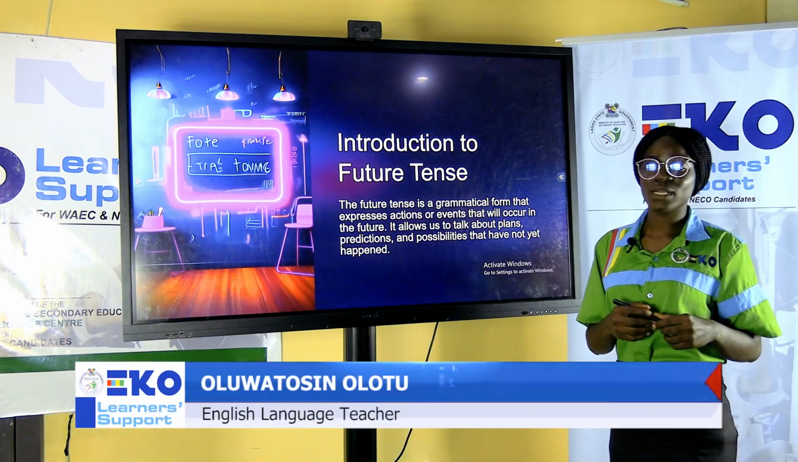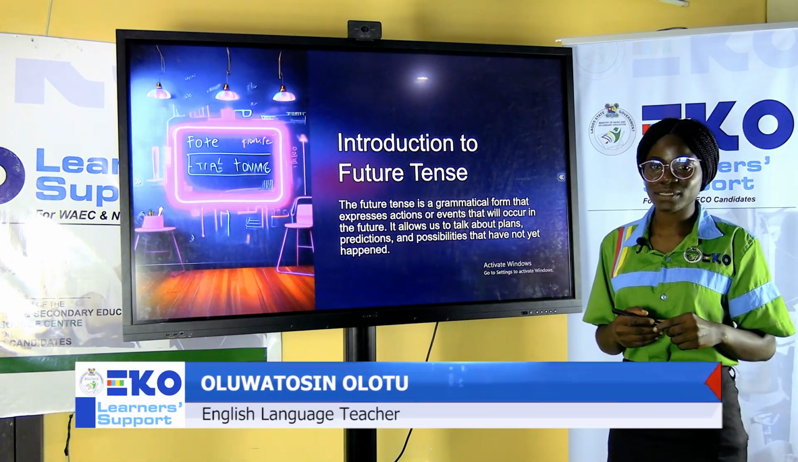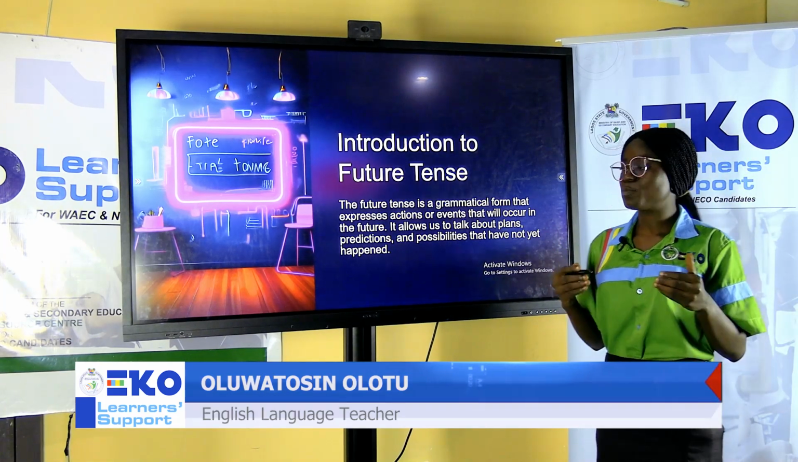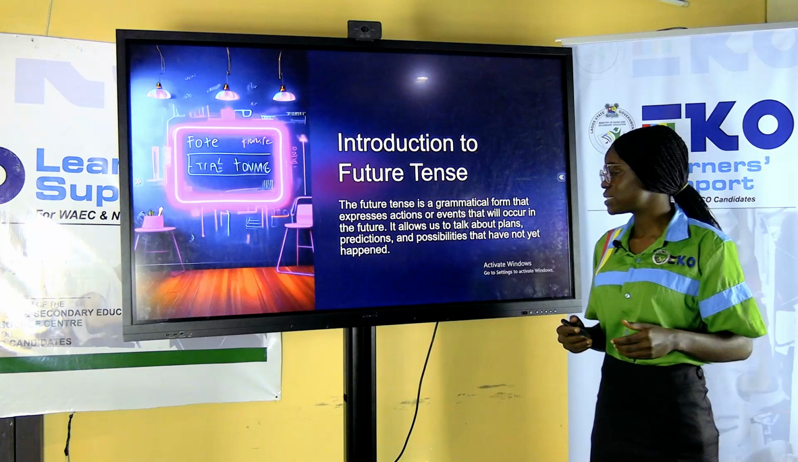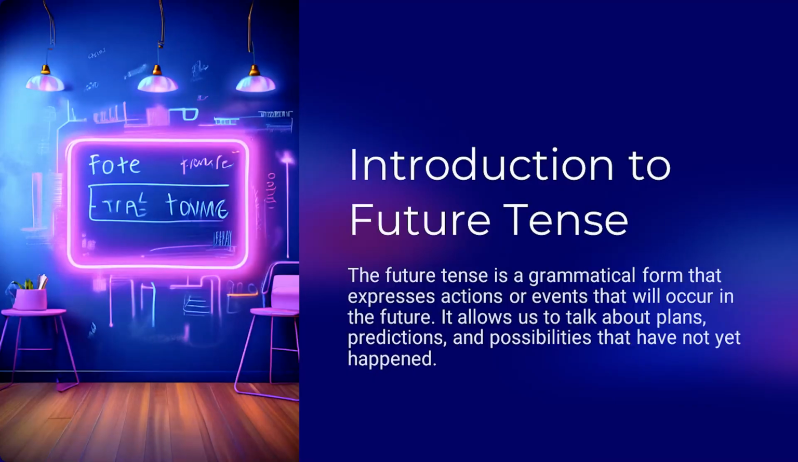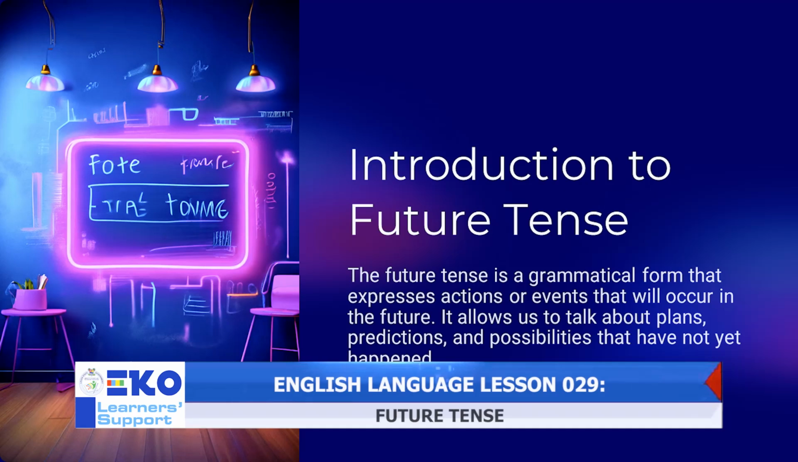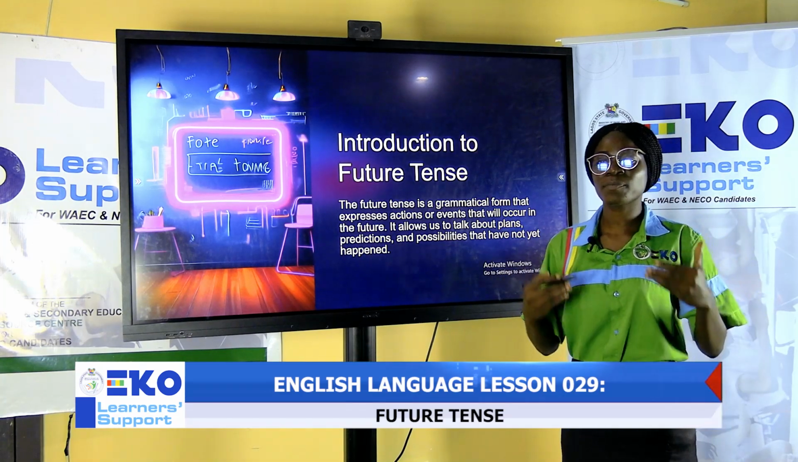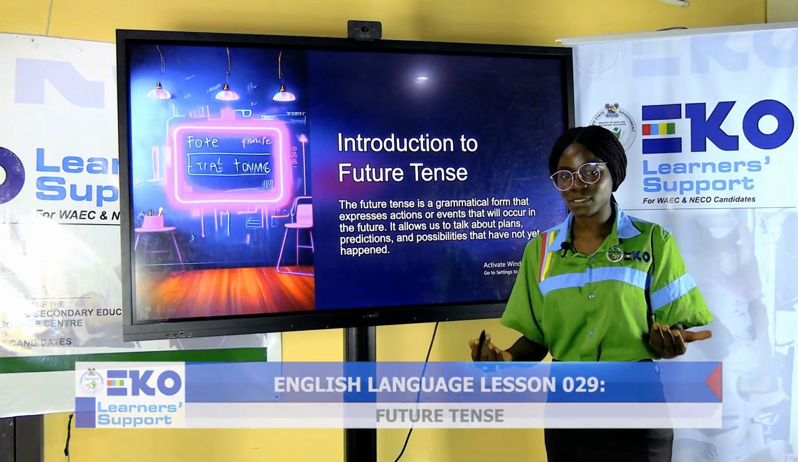To begin with the lesson, what is future tense? Future tense is a grammatical form that expresses actions or events that will occur in the future. It allows us to talk about plans, predictions, and possibilities that have not yet happened.